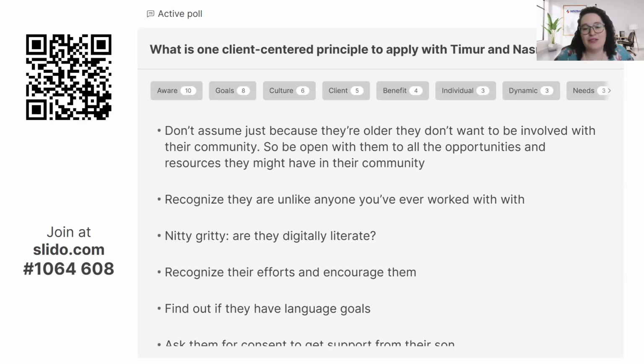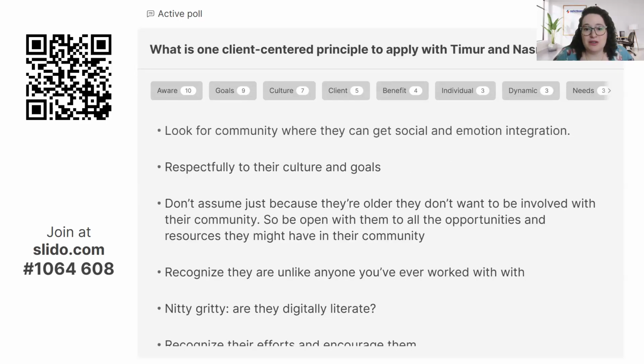Recognize they're unlike anyone you've ever worked with. Absolutely, because they are the only them. And don't assume just because they're older, they don't want to be involved with the community. I love that. They want community connections potentially. They want to find out what kind of community they want to make beyond just their family, just like you would with any other client.